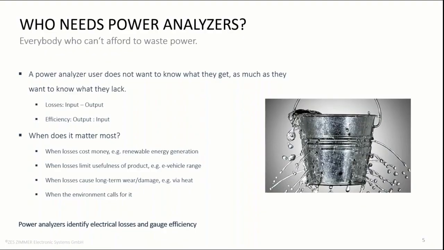Then we need to consider that losses in most cases are expressed as heat, which in turn means that they cause long-term wear on components and reduce their lifetime. So the durability of a product depends heavily on its efficiency. And finally, we must, of course, not forget that energy is a scarce resource and we are all working for a sustainable future. So minimizing energy losses is a high priority in many industries.